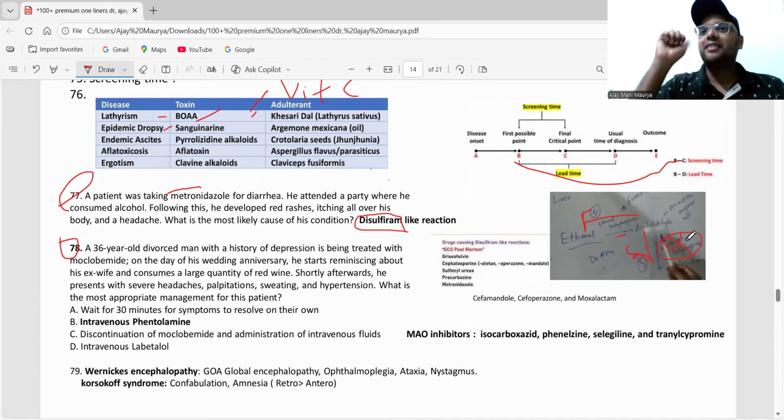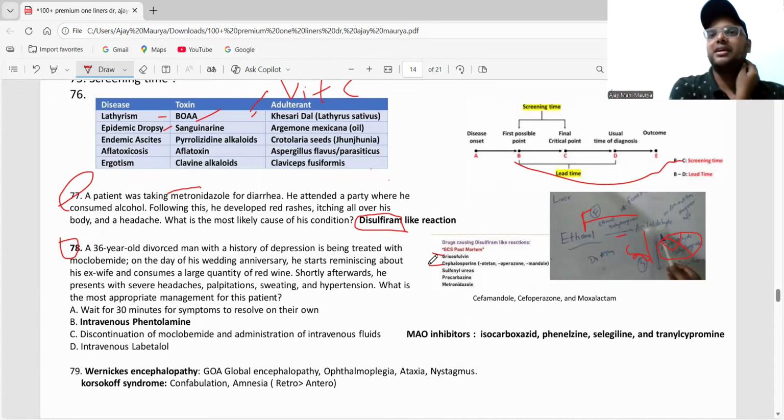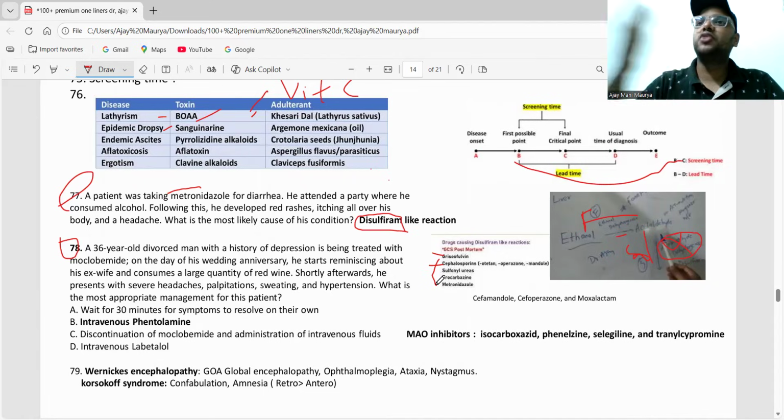That's why, guys, some drugs like griseofulvin, cephalosporins like cefamandole, cefoperazone, and moxalactam, sulfonylureas, procarbazine, and metronidazole. In the exam they gave metronidazole. So if you take alcohol and you are going to take these drugs, this is going to happen.